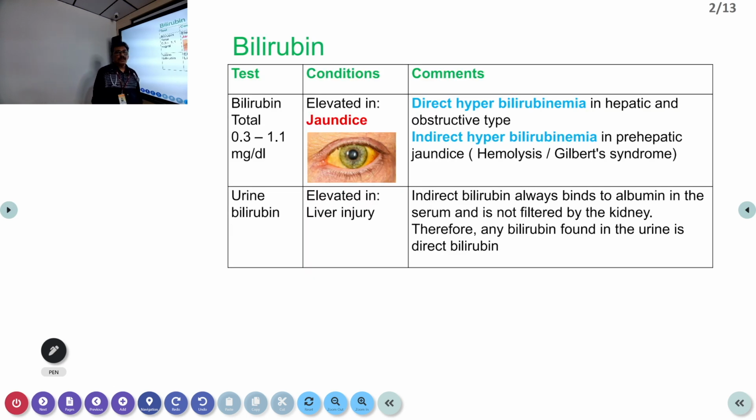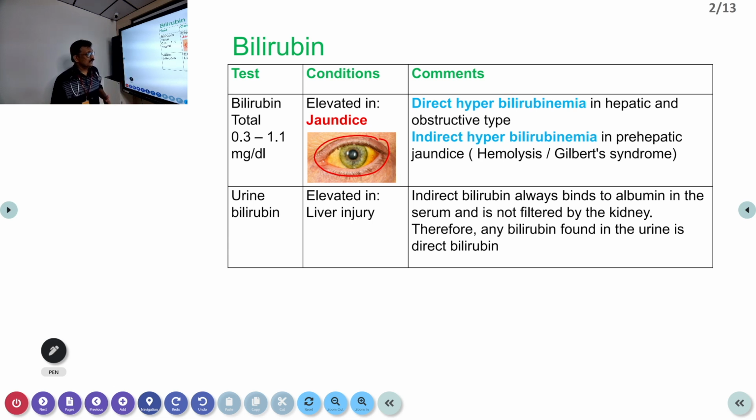So the most important investigation in the liver function test panel will be bilirubin. You know that bilirubin is elevated in jaundice. Any patient who is having yellow discoloration in eyes, that is called jaundice. That is due to elevation of the bilirubin in the blood. But elevation of bilirubin alone will not produce jaundice. Only severe elevation of the bilirubin will produce yellowish discoloration. Many patients who have mild elevation in bilirubin may not have jaundice.